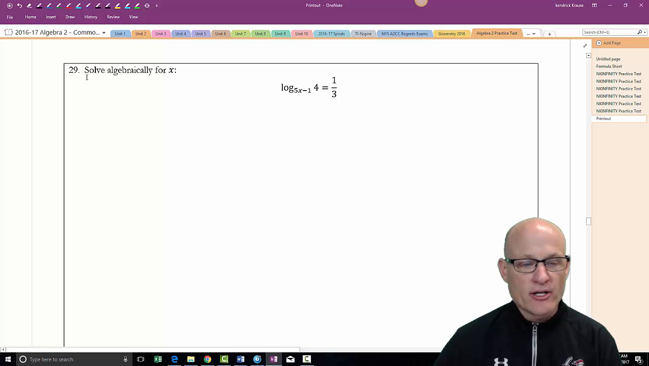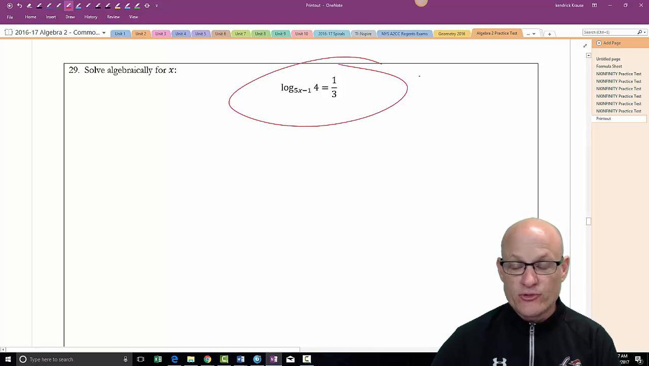All right, in order to solve an exponential equation, you need to convert it to a logarithmic equation. You need to use its inverse function, which is exponential. All right, so you need to turn this into exponential.